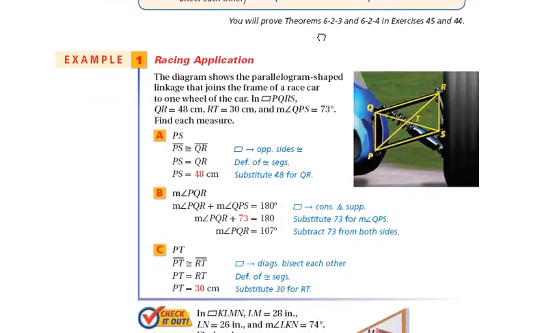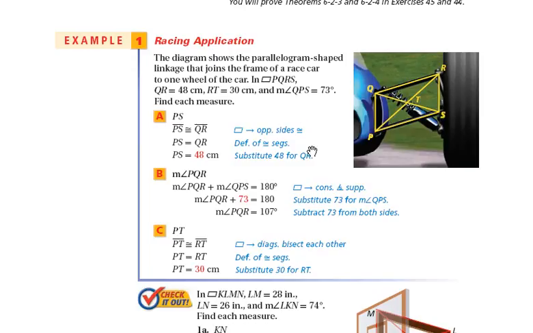You can see here in this application problem, looking at this picture, we have a parallelogram with diagonals drawn, and they intersect at point T. We can look at a couple of different examples here to find the measure of all these different things. If we want to find the length of PS, for example, we know that the side opposite it is going to be congruent. So if QR is 48 centimeters, we also know that PS is 48 centimeters as well.